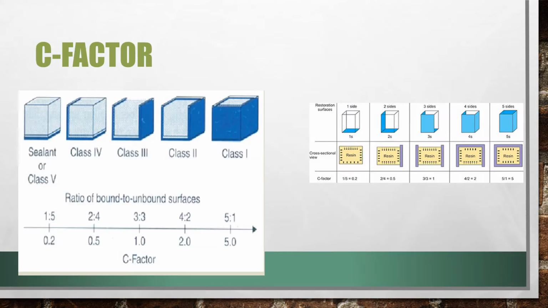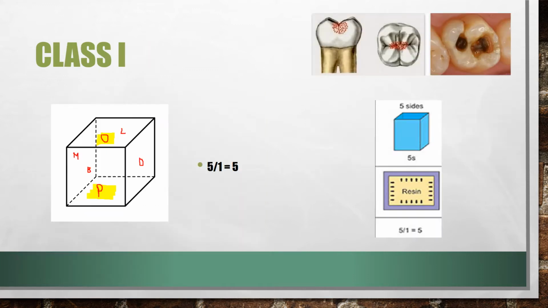Now we are going to see what the C factors are for the various classes. We have the various classes given by GV Black, and we are going to see each one of them in detail: for class 1, what is the C factor, and for class 2, what will be the C factor? You can see here a pictorial diagram given in your Studer 1. In class 1, the C factor will be 5.